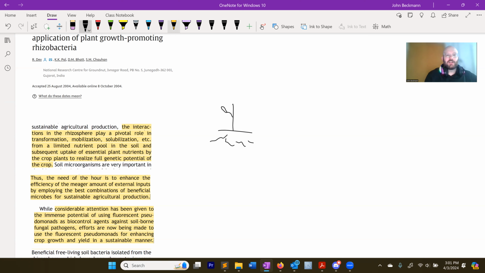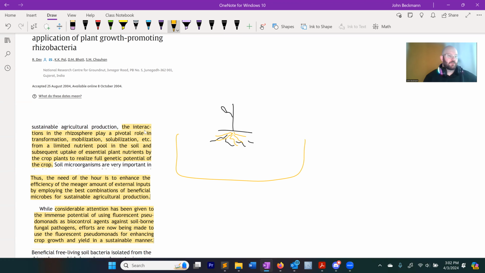So when you are near a plant, where do you think the most nutrients in the soil are? If you're within the region near a plant. Yeah, right next to the roots. The roots actually produce what are called root exudates.